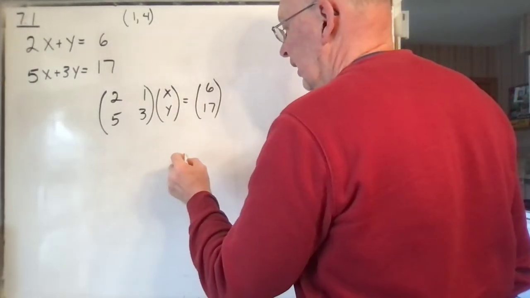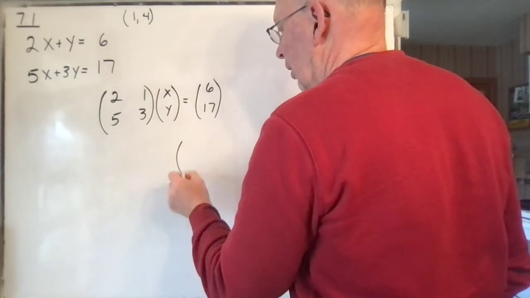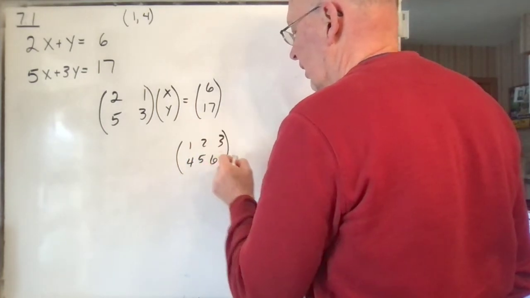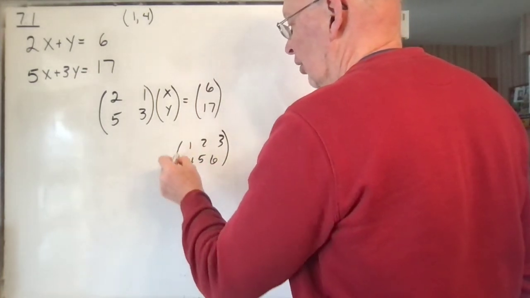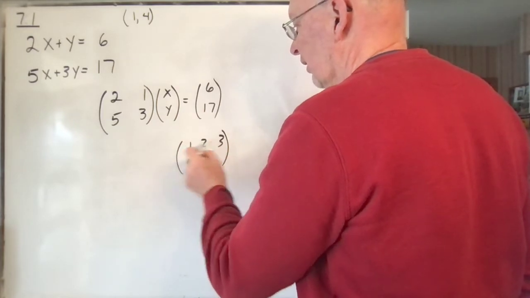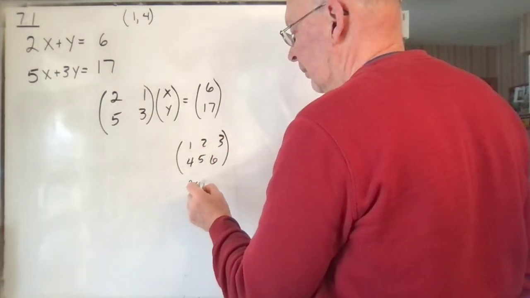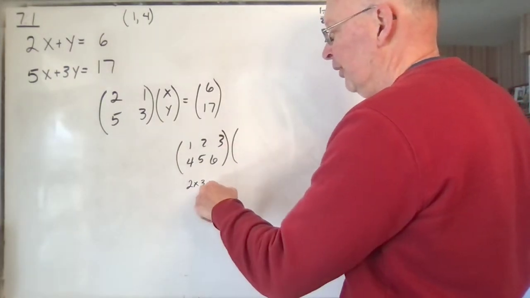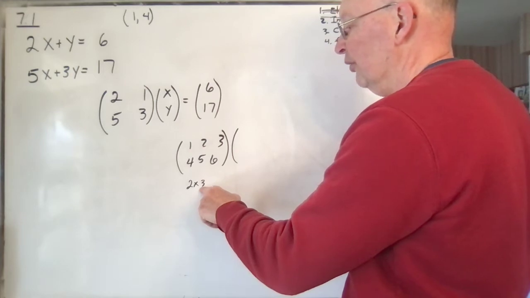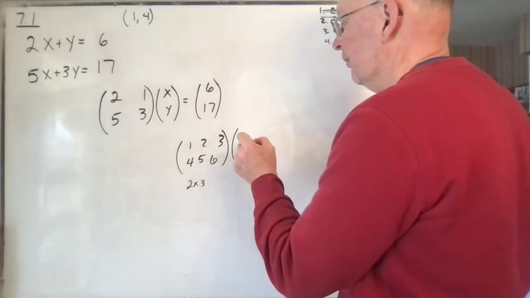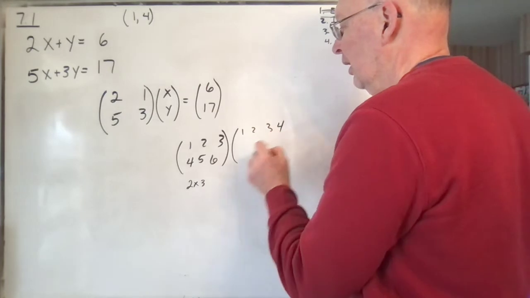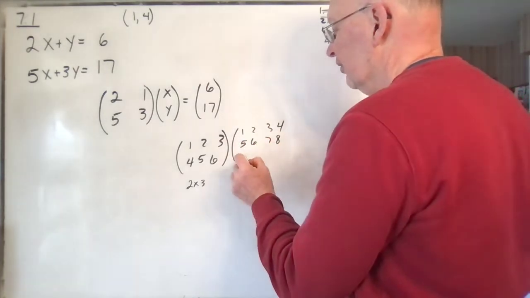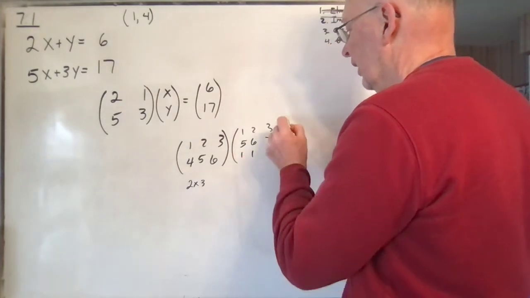Let's multiply the matrix 1, 2, 3, 4, 5, 6. And this has 2 rows and 3 columns. See that? So it's a 2 by 3. And now we can multiply that by anything which is a 3 by something. So it has to have 3 rows, and it can have any number of columns. So let's go 1, 2, 3, 4, 5, 6, 7, 8, and let's just go 1, 1, 1, 1 as our last one.